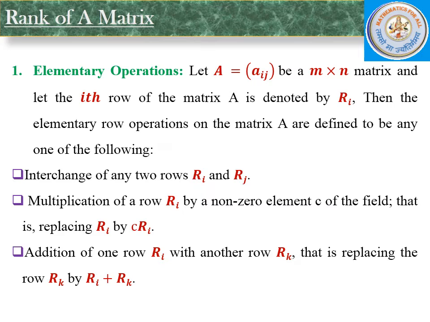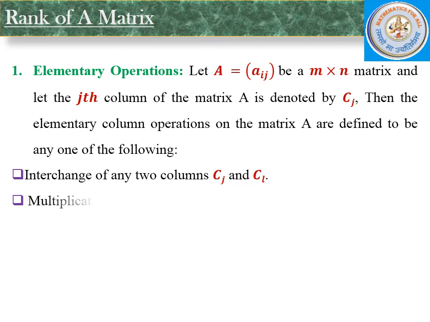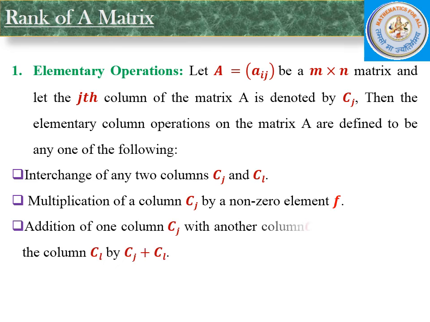Similarly, we can define elementary column operation. In the place of the ith row we are considering the jth column, that is defined as Cj. Similar to the row, we can interchange the two columns Cj and Cl. We can multiply any column like Cj by a non-zero element. Here we have considered F. And again we can add one column to another to replace the column. So here Cl is replaced by Cj plus Cl.